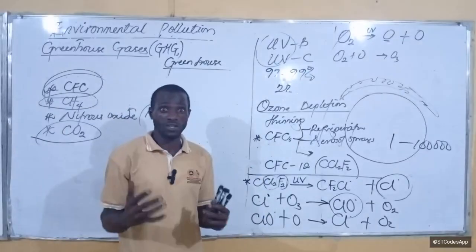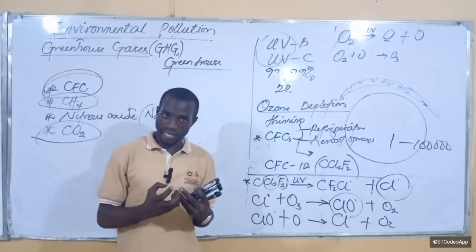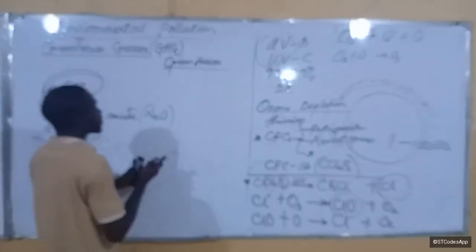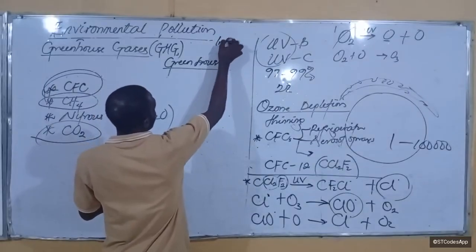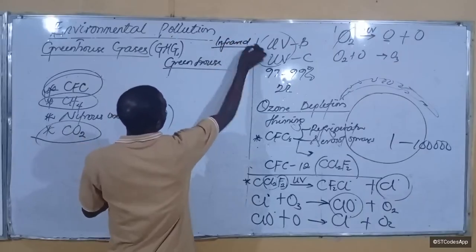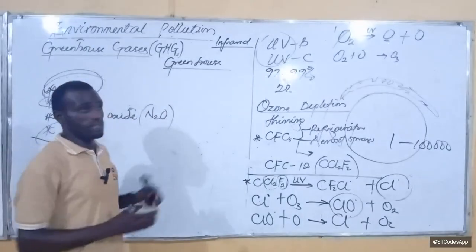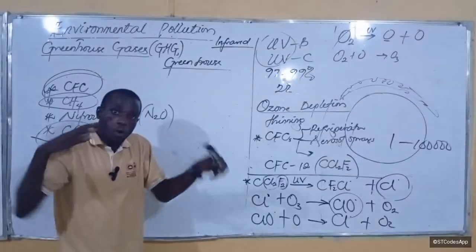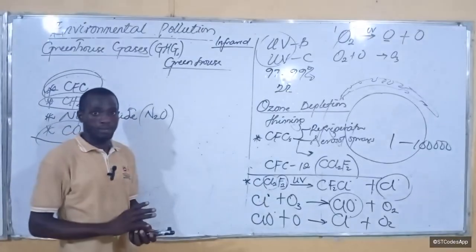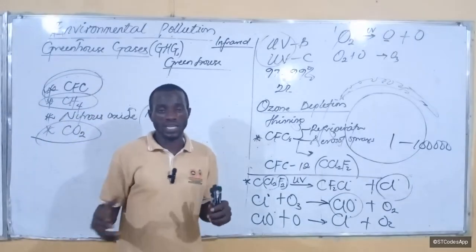Make sense? The gas cannot escape because the gases will absorb the heat energy. Make sense? The heat energy that comes from the sun comes from the infrared radiation, okay? So they will take up that heat from the infrared radiation. They are going to use it to warm the environment of that greenhouse, okay? That's how we call it greenhouse.